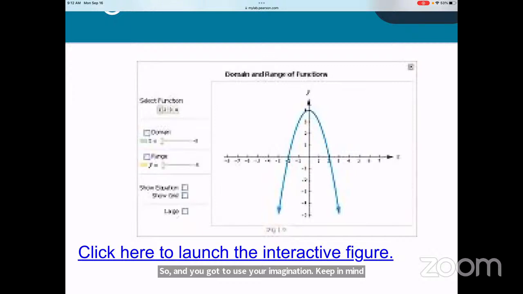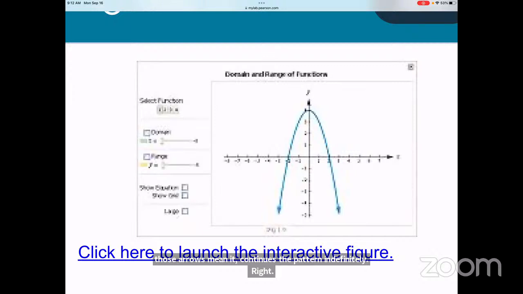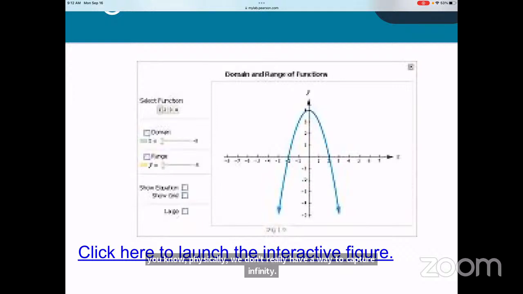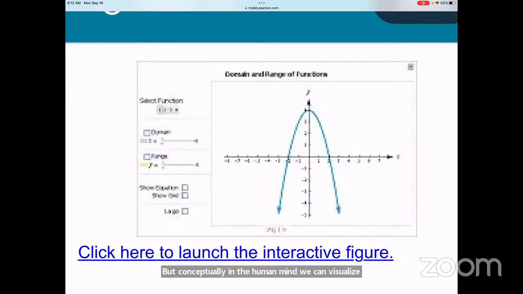Physically, we don't really have a way to capture infinity, but conceptually, in the human mind, we can visualize infinity. We get the concept that it goes on forever, right? So there's a lot of play like that, whether it's going forever in a certain direction or we're zooming into infinitesimally small regions and exploring those realms, like Ant-Man. Imagine you're Ant-Man and you can zoom in to the quantum realm. That's essentially what a lot of mathematics is.